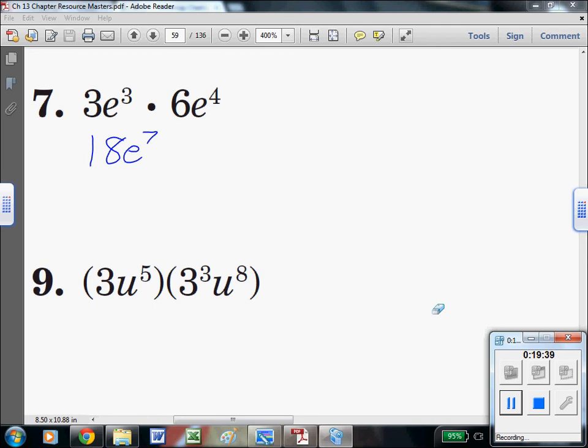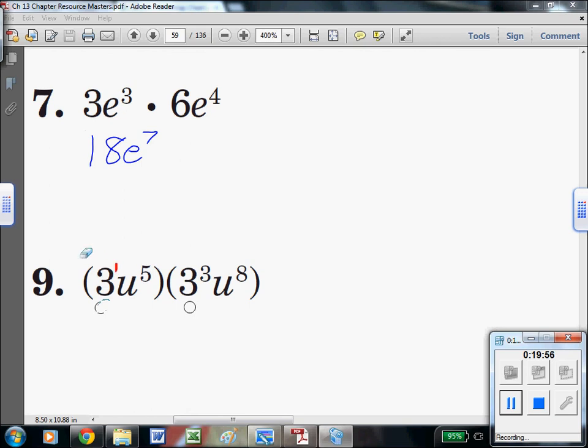Number 9, this is a question I mentioned earlier, where I said if the coefficients were different, just multiply them together. But if the coefficients are the same and our instructions tell us to simplify using exponents, we do not actually do 3 times 3. We're going to simplify using exponents.